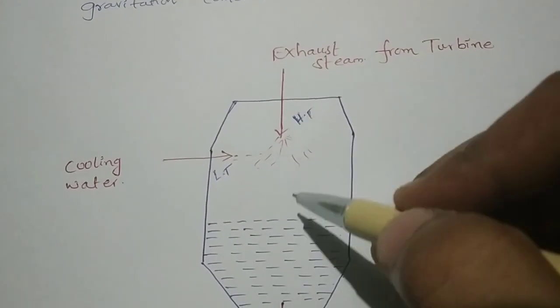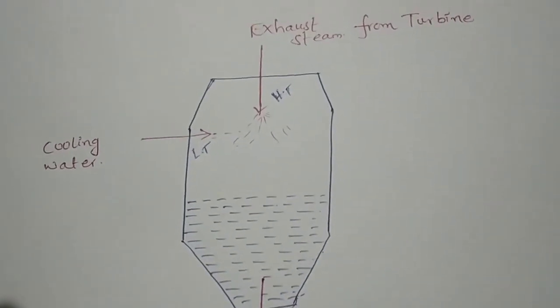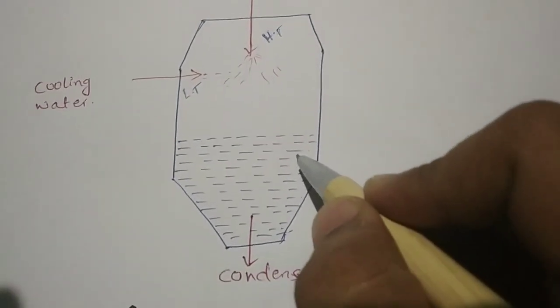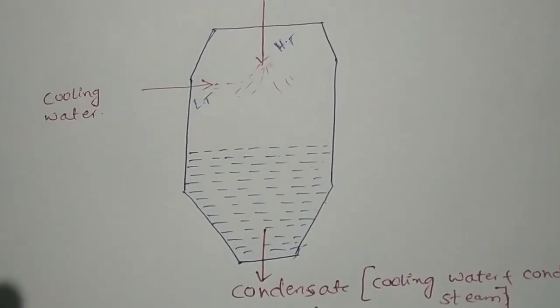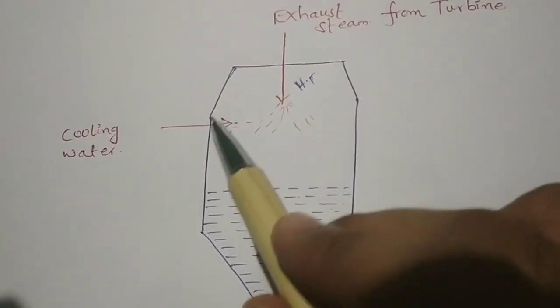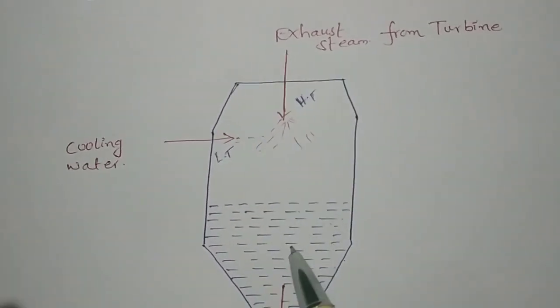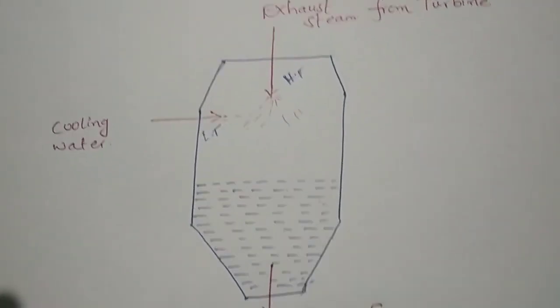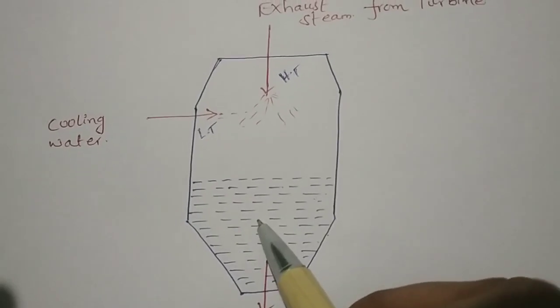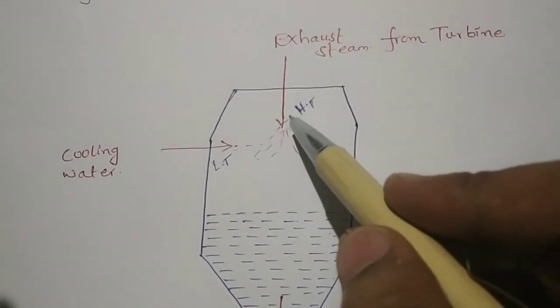The steam is getting converted into liquid, and that liquid will be stored at the bottom, and this liquid is called a condensate. Whatever liquid is forming because of the direct contact of the cooling water and the exhaust steam, that water or liquid is called a condensate. Here, what is the condensate?